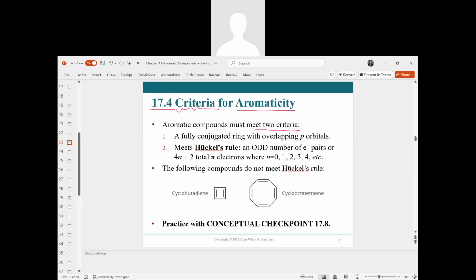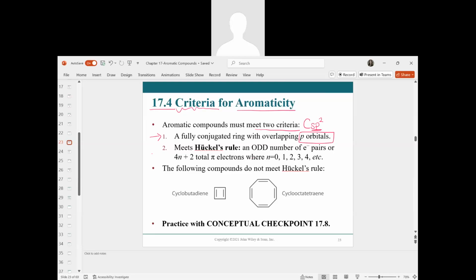Number one, shown here, is that we have a fully conjugated ring with overlapping p orbitals. What that means is that there has to be a p orbital available, and whether it's carbon or other atoms involved, they all would have to be sp2 hybridized, or else we would not have an extra p orbital available for that overlap. So fully conjugated with overlapping p orbitals, and they need to be ring structures for this to occur.